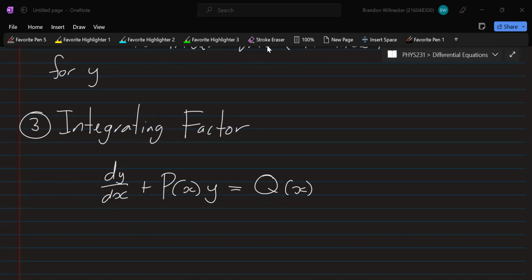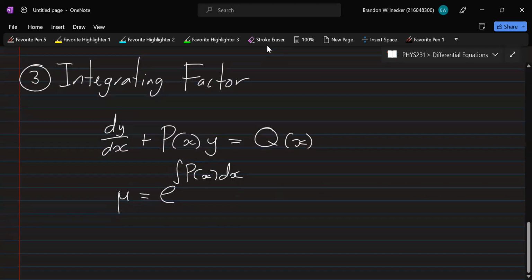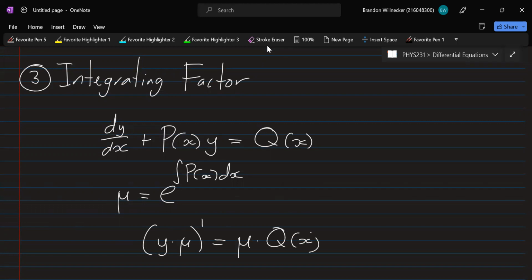But we have this thing called mu, which we call the integrating factor, is e to the integral p of x dx. This looks very odd, but we will see where this comes from later. Using this, we can write the left-hand side as y times mu prime is equal to mu times q, like that. So now the left-hand side just has a derivative, and the right-hand side is just a function of x. So we can just integrate both sides.